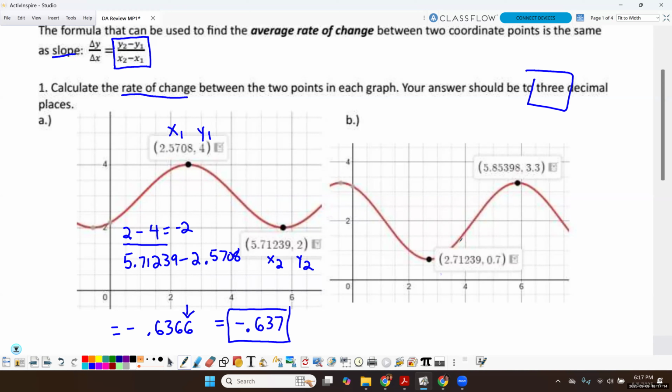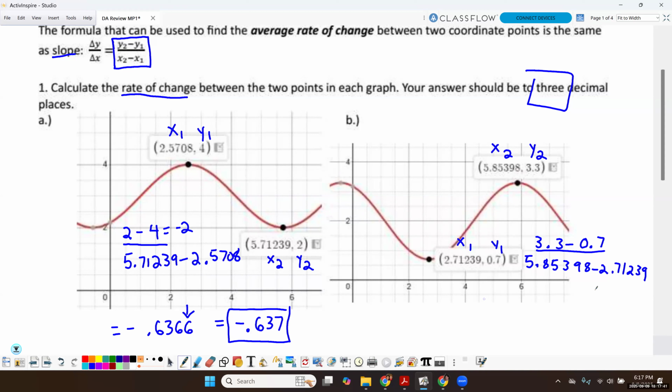We go to the second problem. I'm going to label x1, y1, x2, y2. And now I'm going to set up y2 minus y1 over x2 minus x1. I really hope I can fit this.